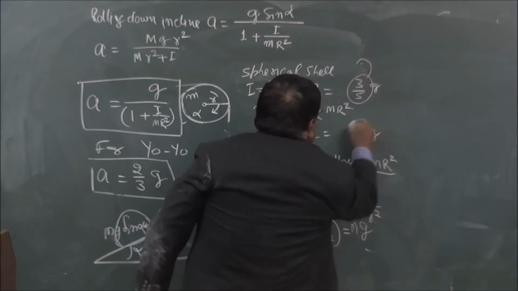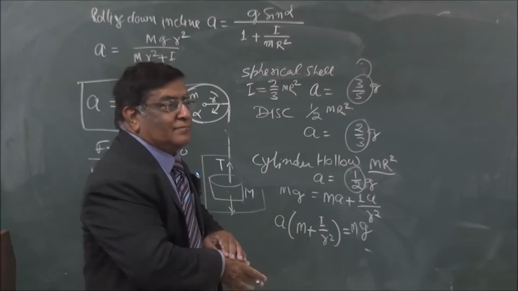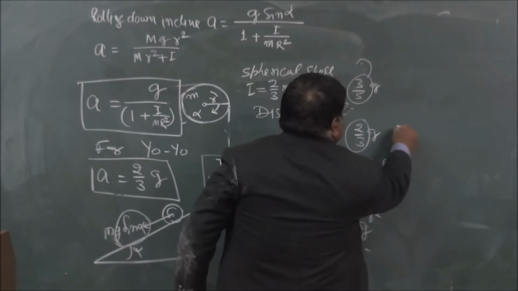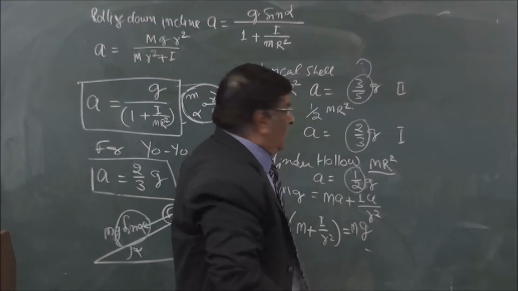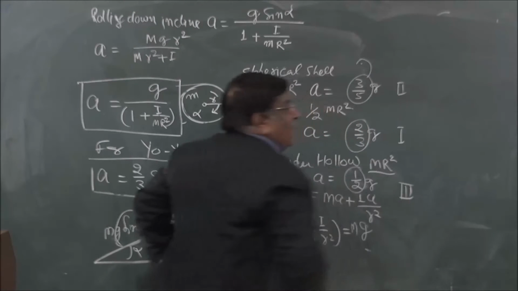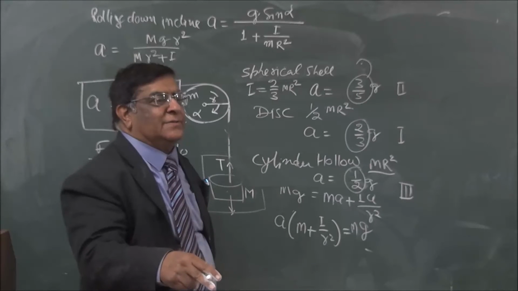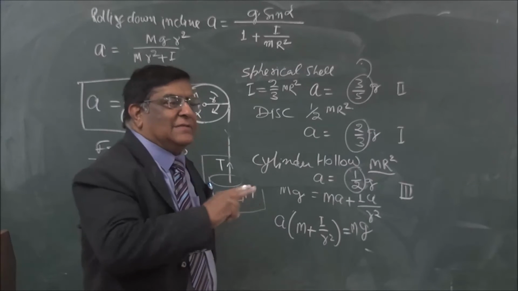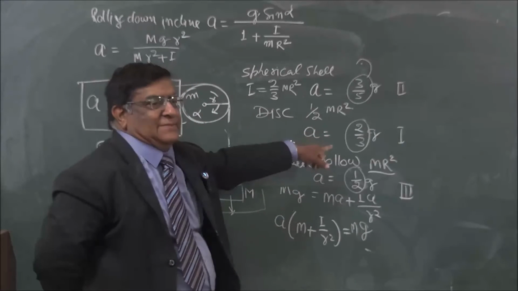Now this, which is the larger? The disc is the largest. This one is larger than this, and this is the smallest. Correct? Third. So this is the ratio of their acceleration. Which is the fastest? Which will reach down first? The disc. So whose moment of inertia is least? That is reaching first. That is the disc. With how much acceleration? This.